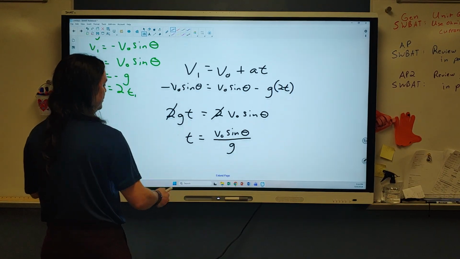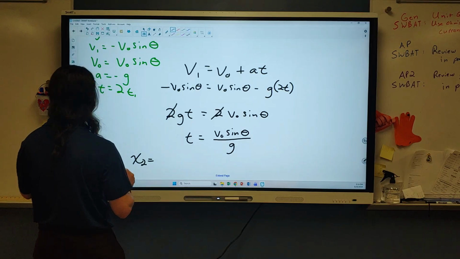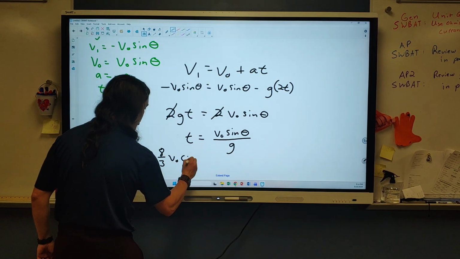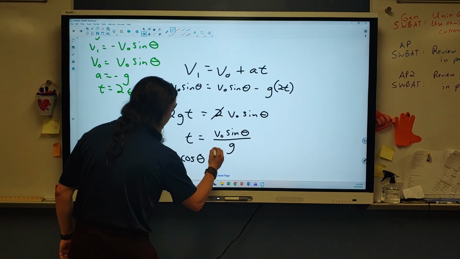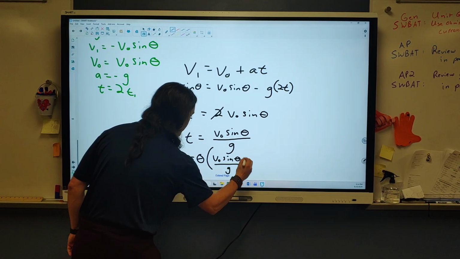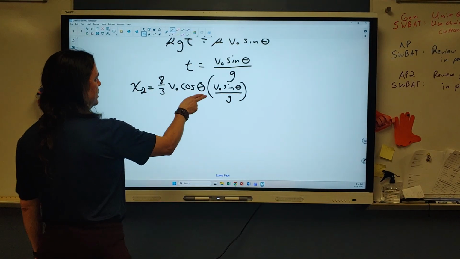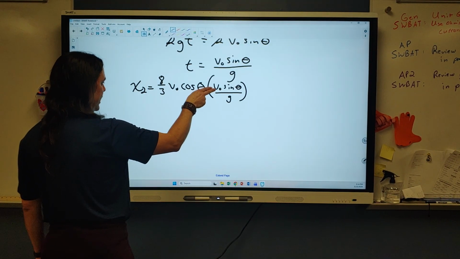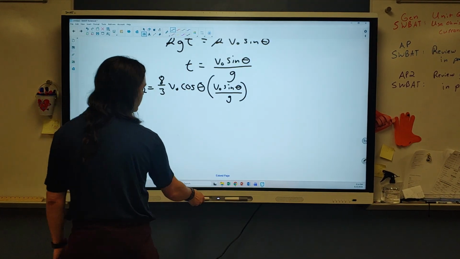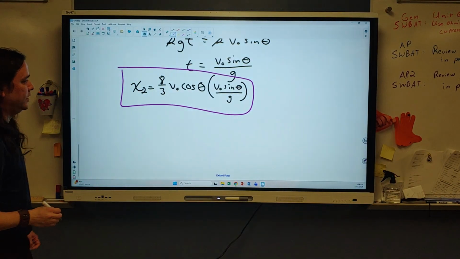Okay, so I wasn't done because I had t in my answer. I can now get rid of t. x2 is equal to 8/3 v0 cosine theta times my time, which is v0 sine theta divided by g. You can simplify this. I think you'll end up with 8 times v0 squared times cosine times sine divided by 3g. And so you can simplify this, but you don't have to. This should be the correct answer.